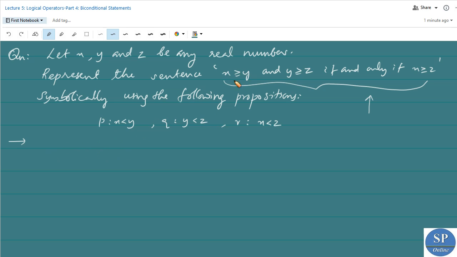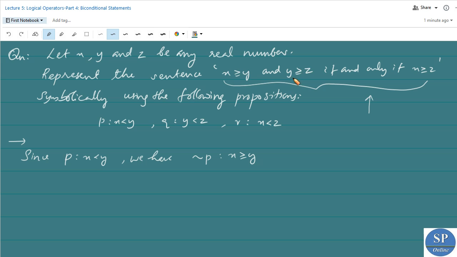Clear? So here our sentence is x greater than or equal to y and y greater than or equal to z if and only if x greater than or equal to z. Here we are given that the proposition P is x less than y, but here we need x greater than or equal to y. Therefore, since the proposition P is x less than y, negation P is nothing but x greater than or equal to y. Clear? So this x greater than or equal to y can be replaced by the symbol negation P.